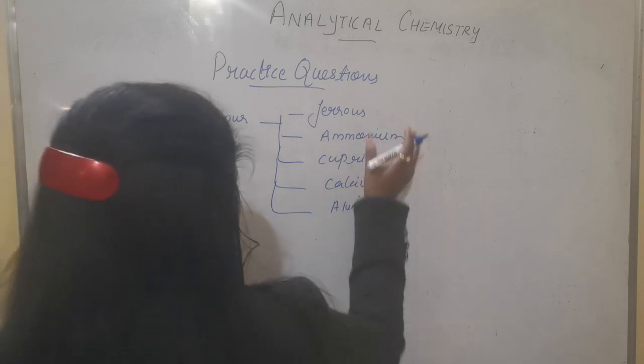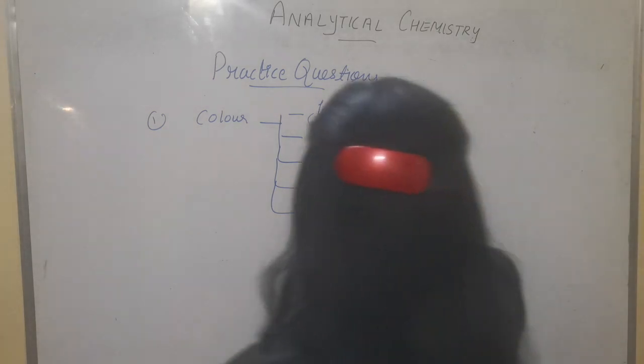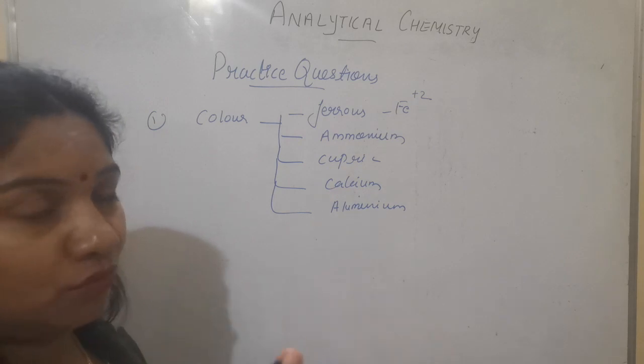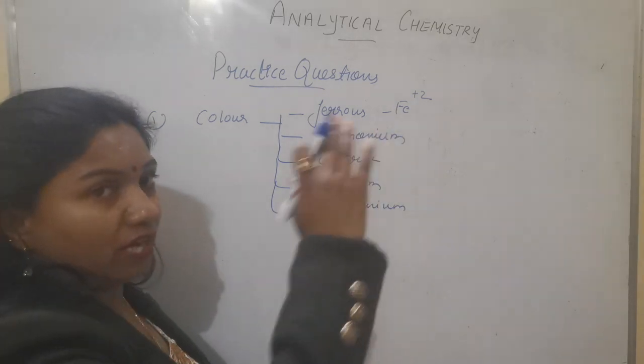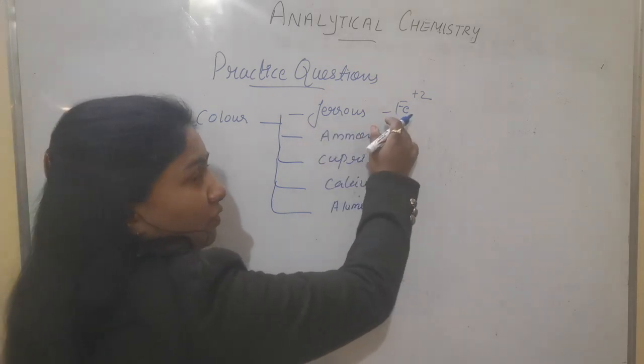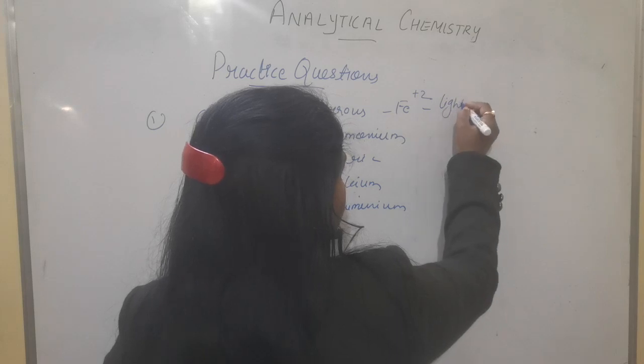See, we have studied all these salts and we have noted down the color also. Ferrous means Fe plus 2, because we have studied iron in two valency states. One is Fe plus 2 and one is Fe plus 3. So when we are saying ferrous, that means we are talking about Fe plus 2 and it is light green in color.